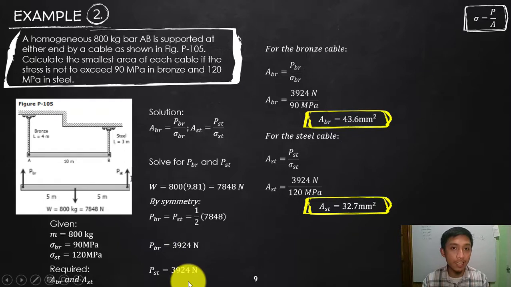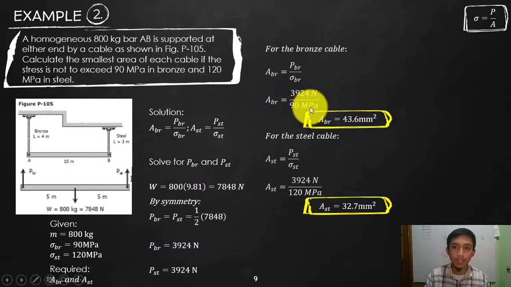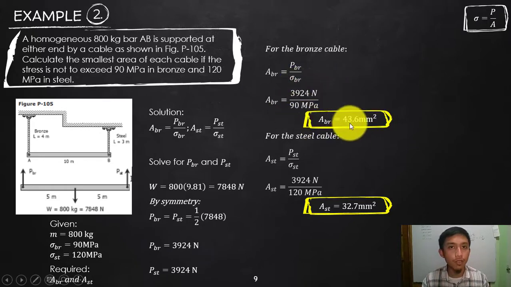That is the external force, but that will be the same as the internal force on the cable, since we are trying to satisfy equilibrium. So for the bronze cable, the area should be P over sigma of the bronze. Our P there is 3924. The strength of the bronze is 90 megapascal only. Megapascal, you can change into Newton per mm squared. So you will end up with an area of 43.6 mm squared. Let's check again: 3924 over 90. Yes, 43.6.